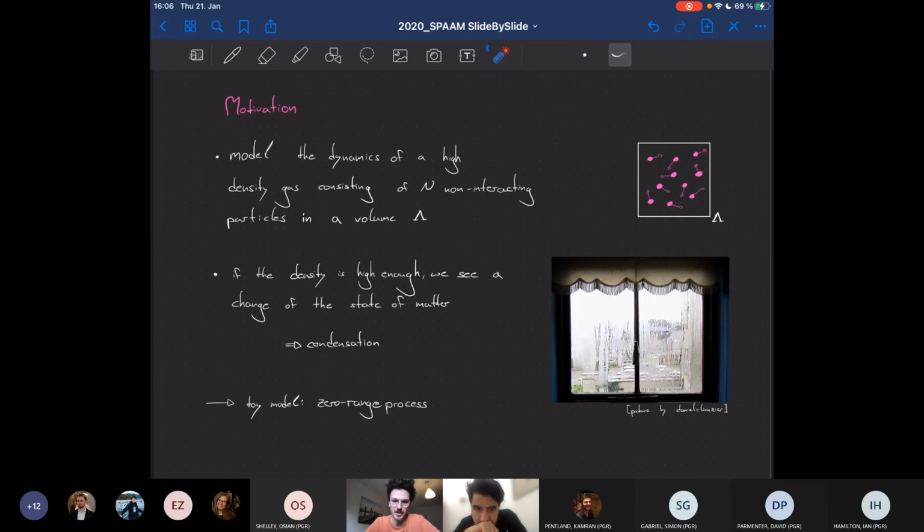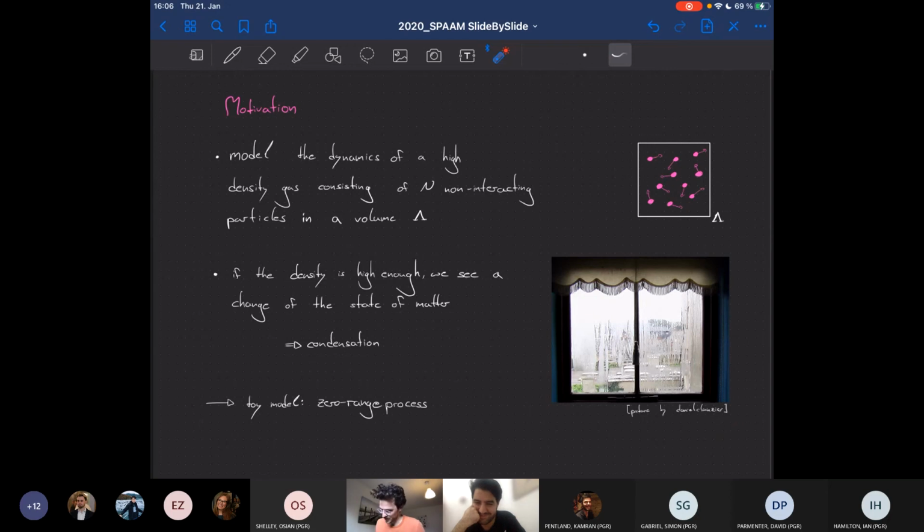And the higher the density of the water molecules is, at some point you will form droplets, and actually water will form. And this process is called condensation. So you see also here a very nice picture of condensation on the window, which I'm pretty sure everyone in the UK saw at least once.